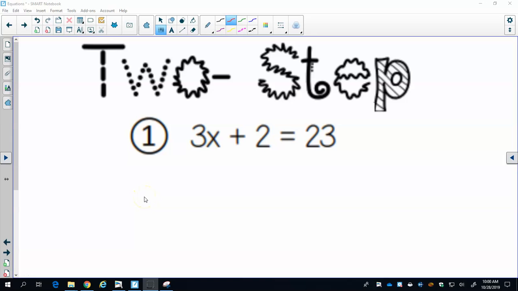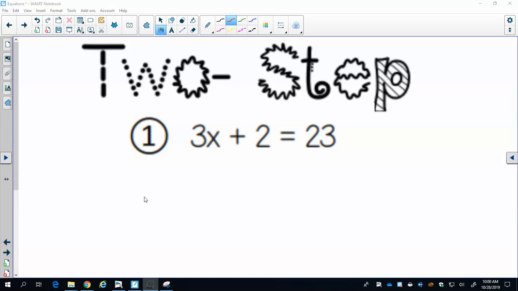Everyone, this is Mrs. Myers with a lesson on two-step equations. I'm here with my second period class. Say hello. Hello. So we've been looking at models for solving two-step equations, and today we're going to use pencil and paper and we're going to fill in our foldable.